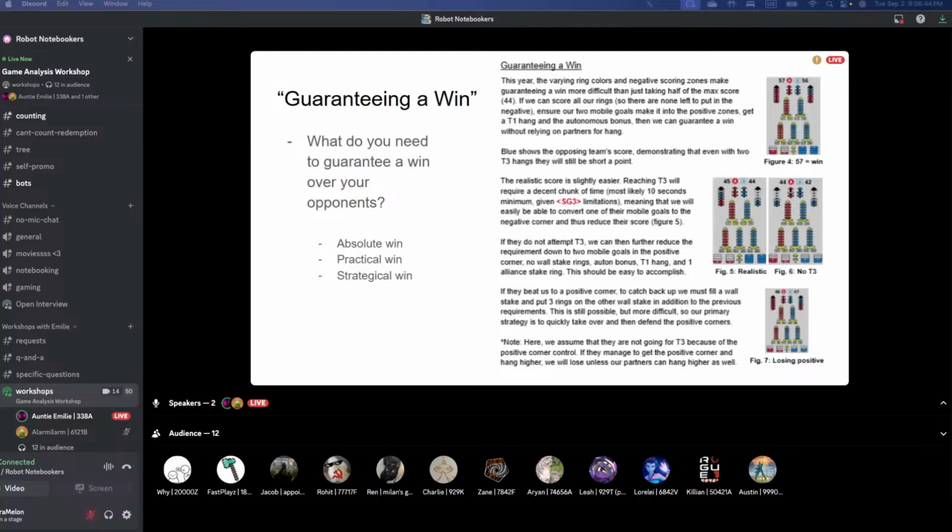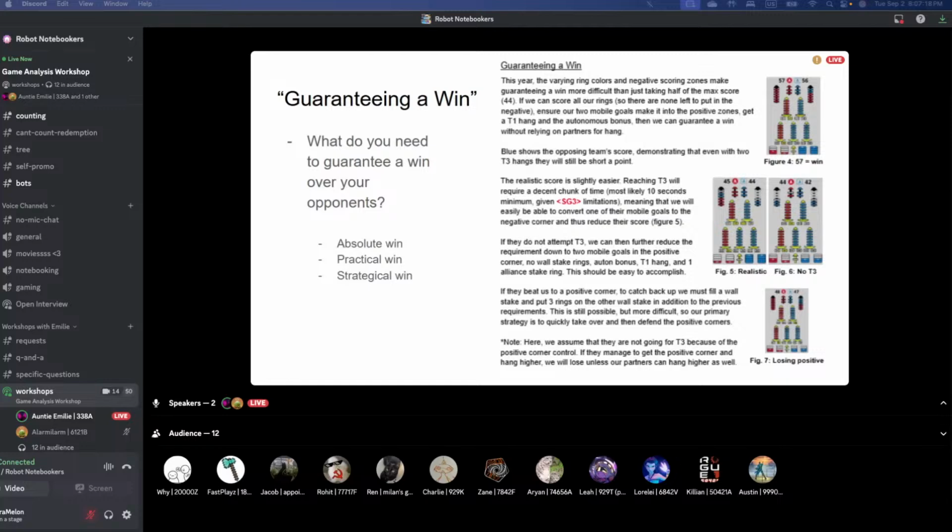The last way is a strategical win, and this is similar to the practical win, but it's more so looking at the balances between points. So, for example, High Stakes is a pretty good example, actually. One of the big things that was looked at was negative corners versus climbing to tier 1 versus tier 2 versus tier 3.